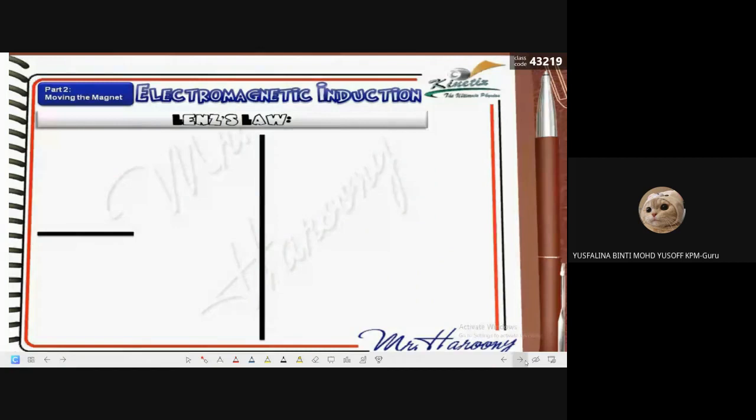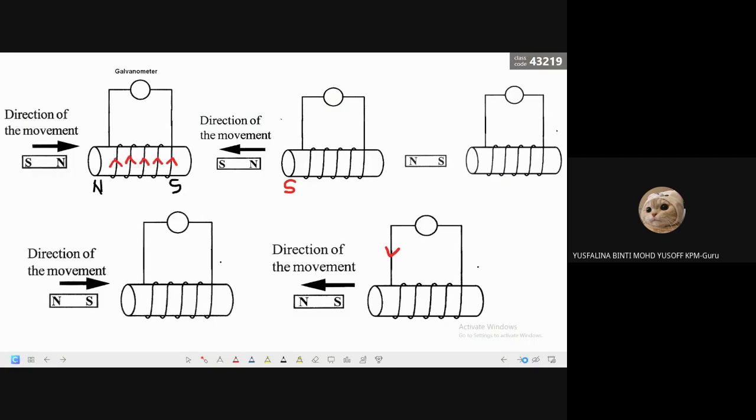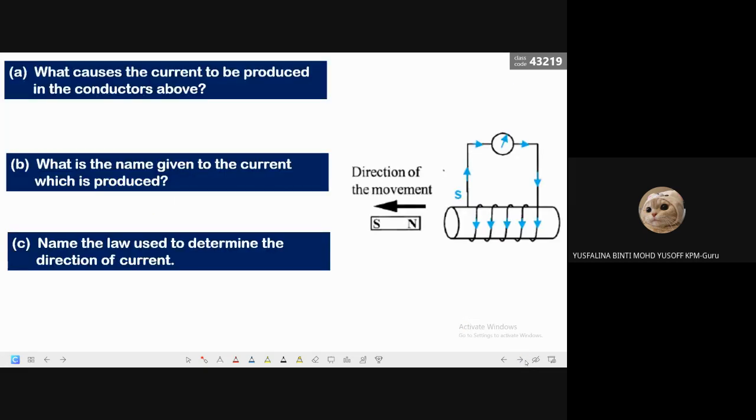Okay, so I will not discuss this one. This one also same actually. It's just like revision.